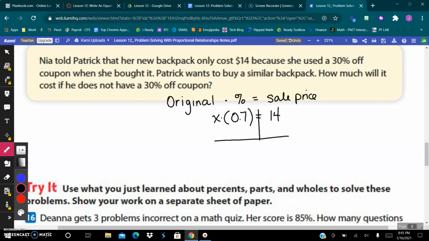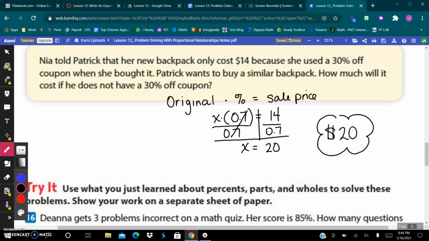So if we're doing X times 0.7, to get rid of that 0.7, we would have to divide by it, because remember, we have to do the opposite. So the 0.7s would cancel because that would equal 1, and 1 times anything is going to be that same number. So X is left. And then we have to do 14 divided by 0.7 over here. That gives us 20. So the original cost, the price that Patrick's going to have to pay with no coupon, is $20 for this backpack. So we had to work backwards there.